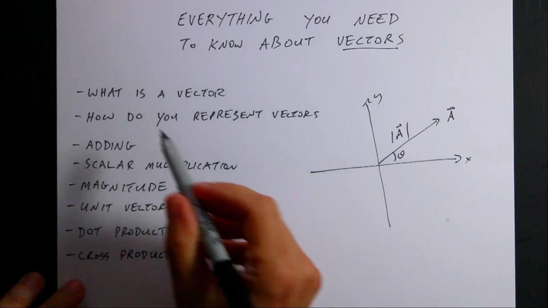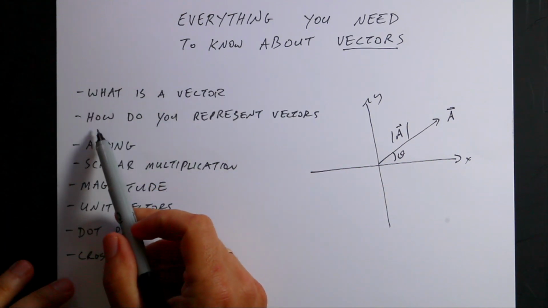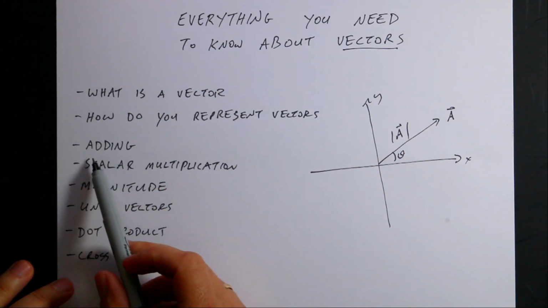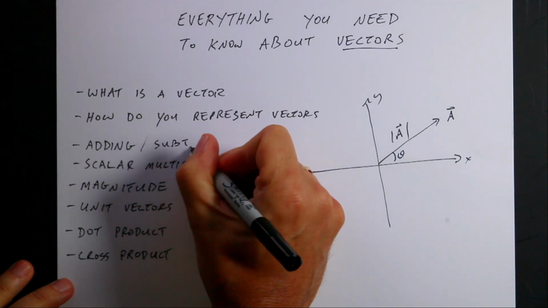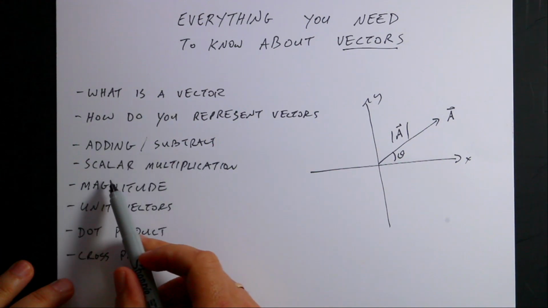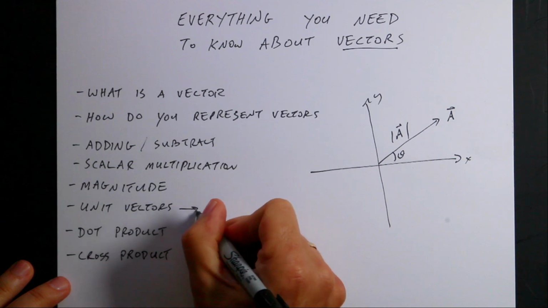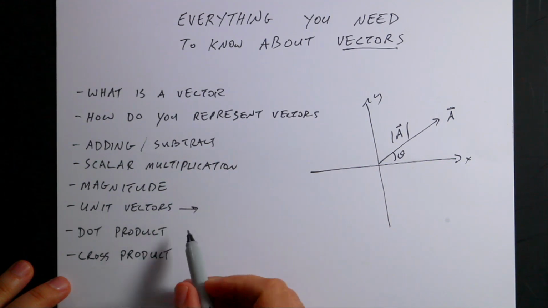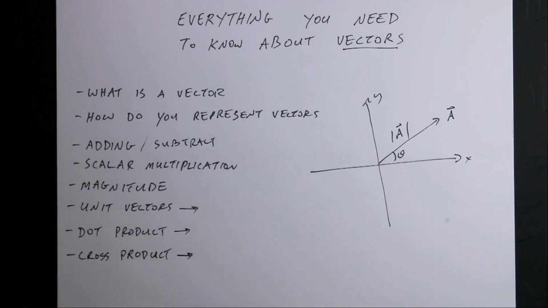Okay, so these are the things I'm going to go through. I'm telling you what I'm going to do. What is a vector? How do you represent vectors? How do you add and subtract? But we know that adding and subtracting are the same thing anyway. How do you multiply a vector by a scalar? Find the magnitude, unit vectors. This one is tough for people to understand. Dot product, you probably did this. Cross product, you may not have done that, but we need to at least mention it.